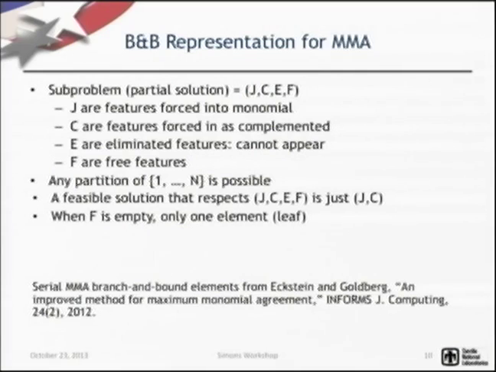we can evaluate the objective function on this set J and C, and that will give us a feasible solution. And so this is a nice situation that doesn't normally happen for most branch and bound problems. And in particular, when the undecided class F goes to empty, then we only have one element, it's a leaf, and that's where you can terminate the search.